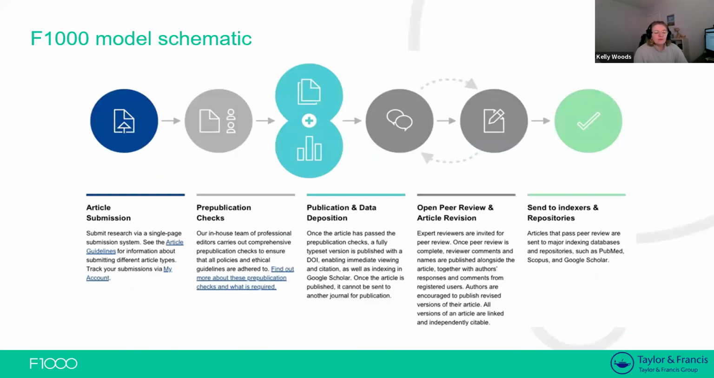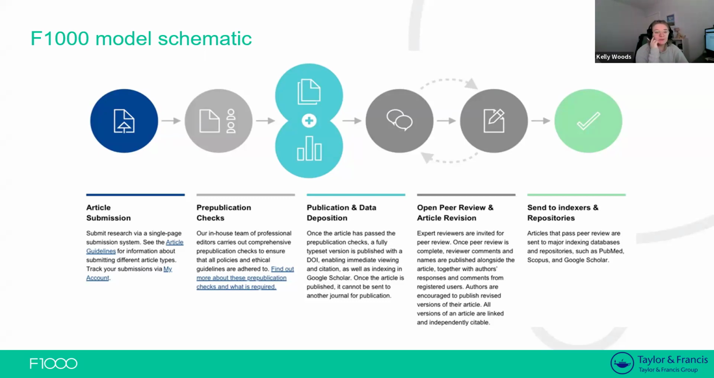So I mentioned that we operate on post-publication peer review. In the first stage, the authors come onto our platform and submit their research in the form of one of our article types, which I'll talk about later. This submission is a single page form, so right from the beginning, they can see everything that they are going to need to provide as part of this submission. There's nothing hidden behind pages 2, 3, 4, and 5. Everything is there, and they can track the submission through their account as well. And all of our article guidelines are published on the site for them to follow.